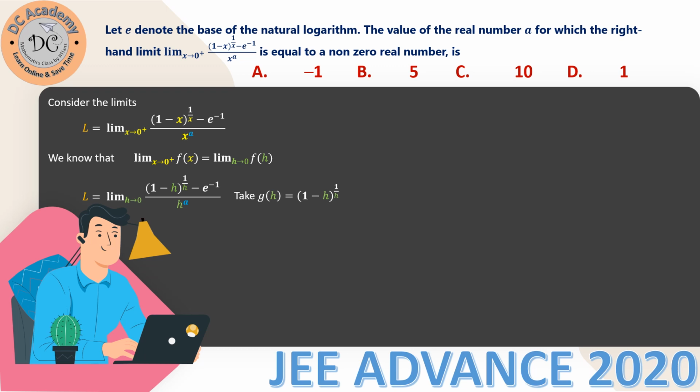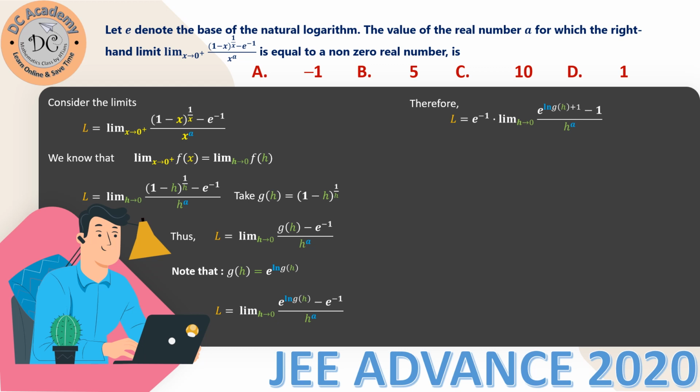So we take the function g(h) as (1 minus h) whole to the power 1 by h. Therefore, the limit is converted to limit h tends to 0 of g(h) minus e to the power minus 1, divided by h. Now notice that any function g(h) can be written as e to the power of log of g(h). This is a property of logarithms. So applying that property, it becomes limit h tends to 0 of e to the power ln g(h) minus e to the power minus 1. Take e to the power minus 1 common from that limit, so it will be e to the power minus 1 times limit h tends to 0 of e to the power (ln g(h) plus 1) minus 1, divided by h.